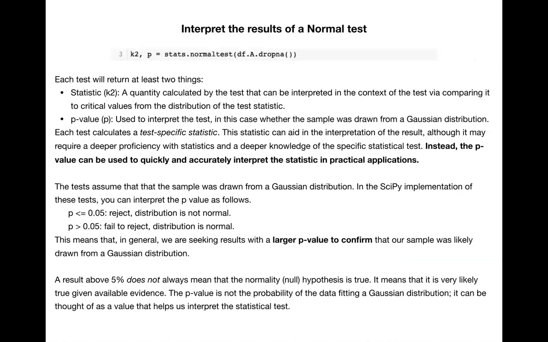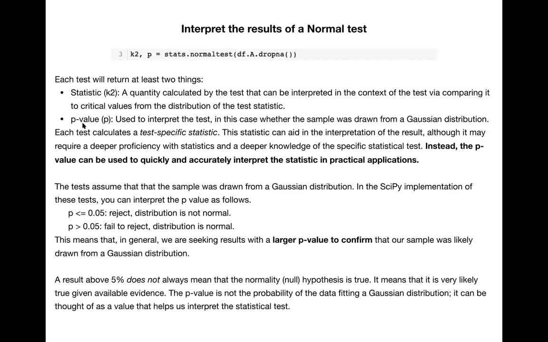All right, so how do we interpret the results of a normal test here? There are lots of rigorous ways to go on. Each test returns at least two things. One is the statistic K2, a quantity calculated by the test that can be interpreted in the context of the test by comparing it to critical values from the distribution of the test statistic. It's a way of saying, in applied math, something that's not so easy to understand. But what's more important here is the p-value.